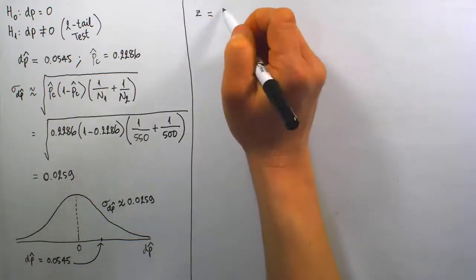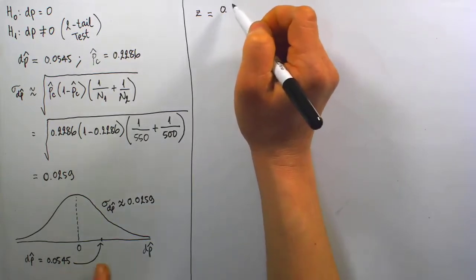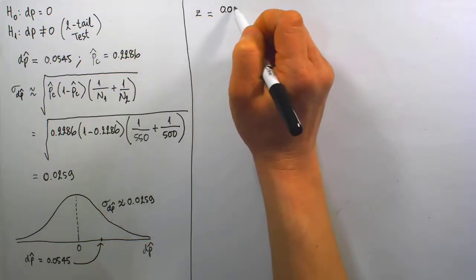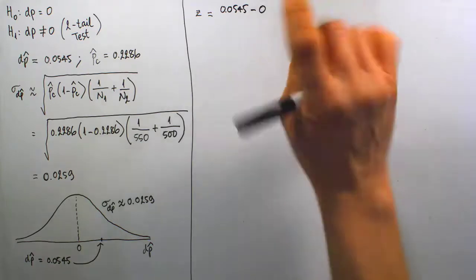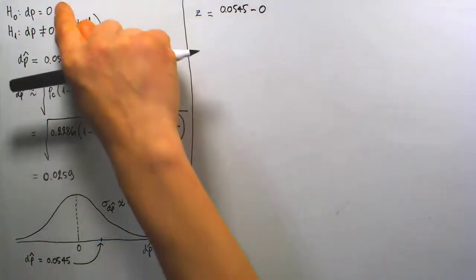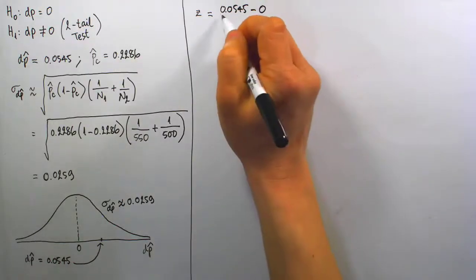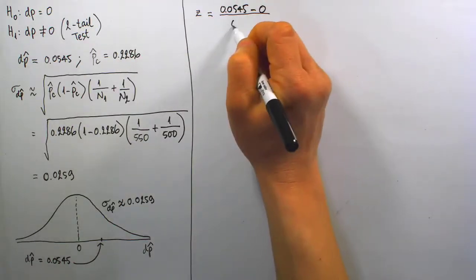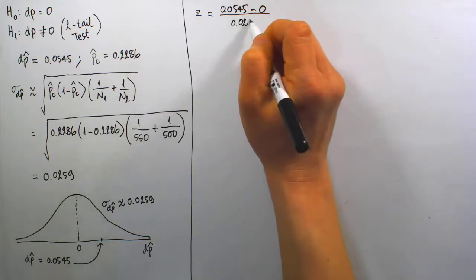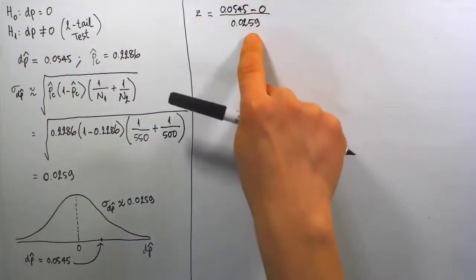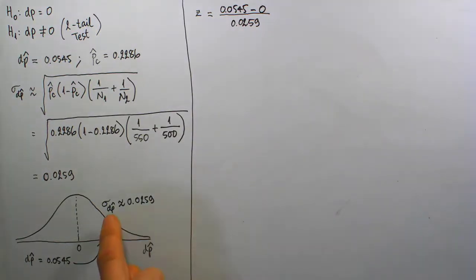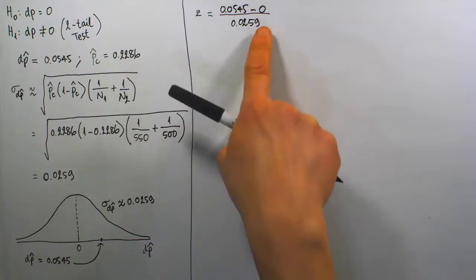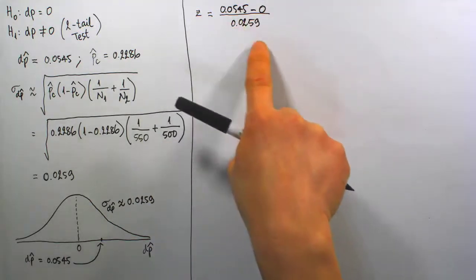So we're finding the z-score for dp hat by taking the difference between our particular dp hat value, 0.0545, and 0. This 0 here is a value that's stated in the null hypothesis. The difference there is divided by 0.0259. And again, as a reminder, this is the approximate value that we treat as the approximate for sigma dp hat. And so now we are calculating the z-score for our sample dp hat value.